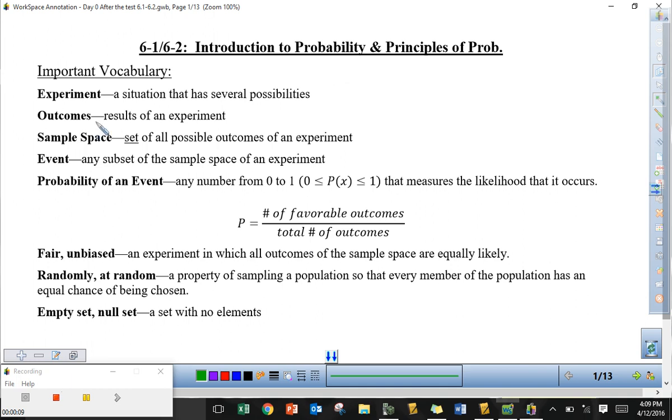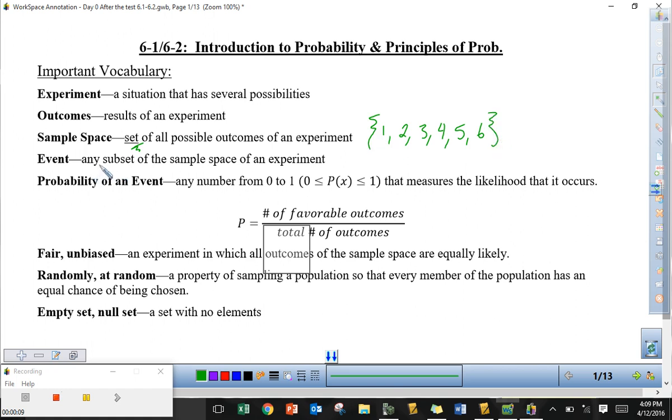Then the outcomes are just the results of the experiment. So if I'm rolling a die, the outcomes would be getting a 1 or getting a 2, and so on. Now the sample space is the set of all possible outcomes. So if we talk about rolling a die, we've got 1, 2, 3, all the way up to 6 possible outcomes. And notice it says the set of all possible, so we want to make sure that we put that in set notation.